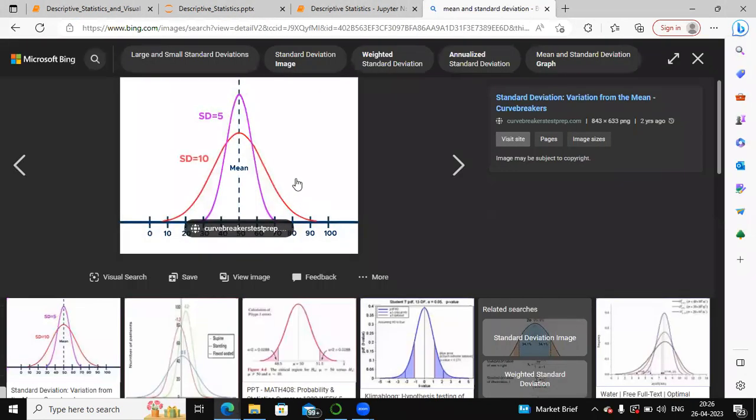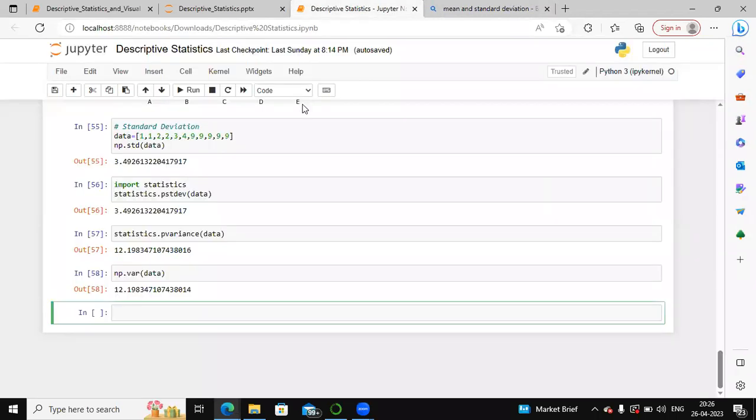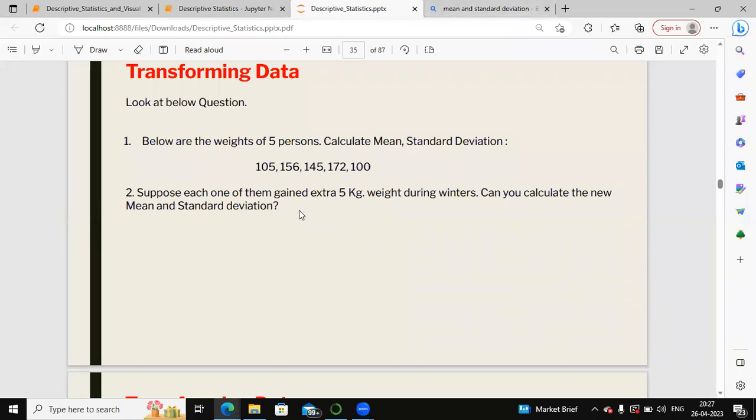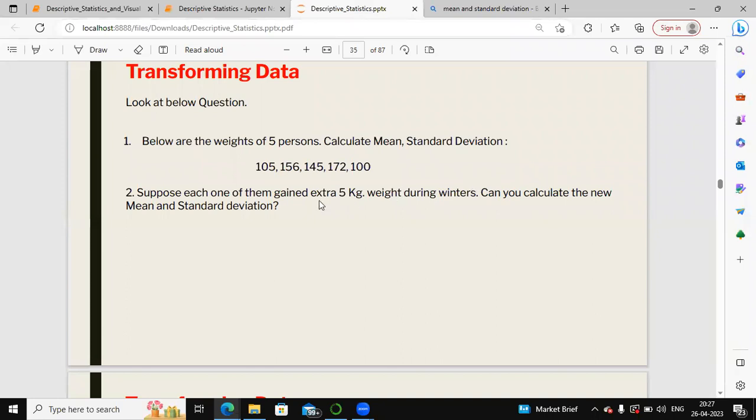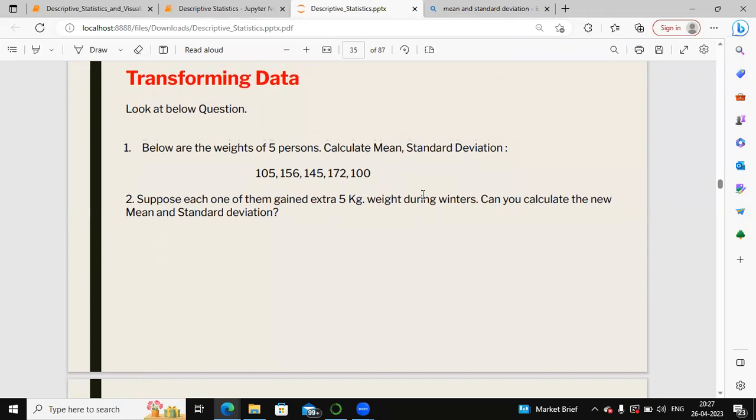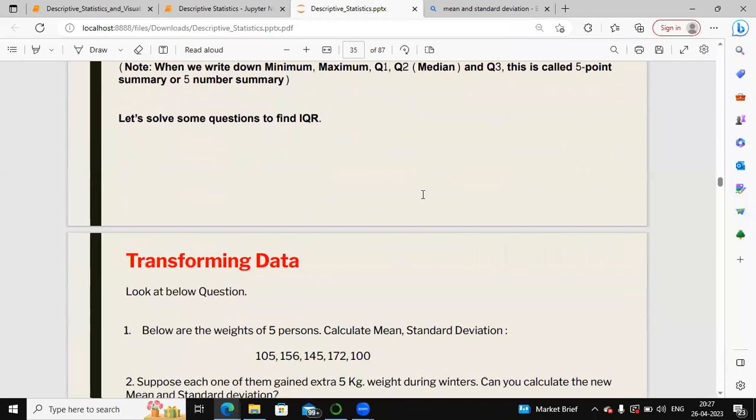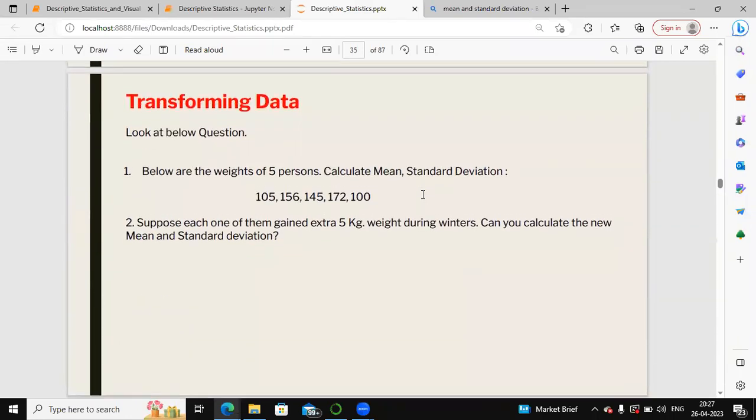So this is what happens, okay? When you calculate the mean, it will change. From this position it will go to some other position, the mean will change. But when you add 5 kg extra to each value, the standard deviation won't get affected. You have to remember that the standard deviation won't get affected. It only gets affected when you are multiplying or dividing the values.